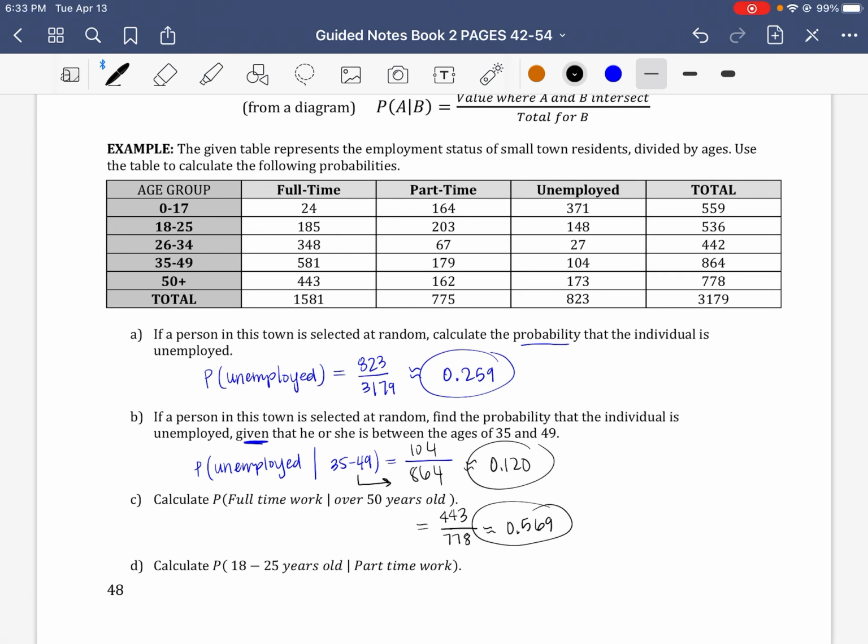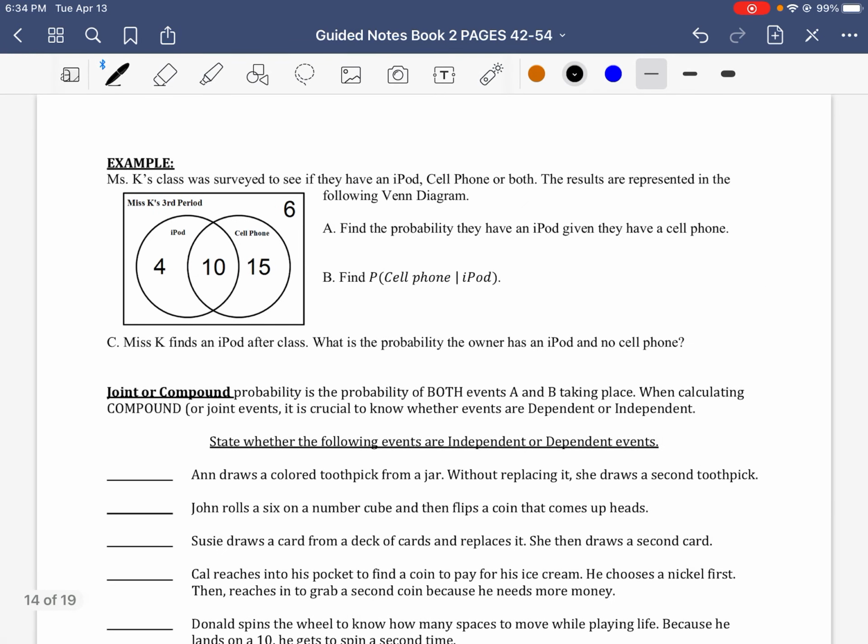Lastly, on this one, calculate the probability they're between the ages of 18 and 25, given they work part-time. So if we look at this one, instead of a row, we're given that they work part-time, so they have to come out of this part-time data. So it's given they work part-time, so I'm going to put the total part-time on the bottom. Out of those 775, we want to know if it would be an 18 to 25-year-old, so I'll put 203 on the top. Okay, so again, the given restricts that total value you're drawing from. All right, last little bit, and then we'll stop this video and start the next.